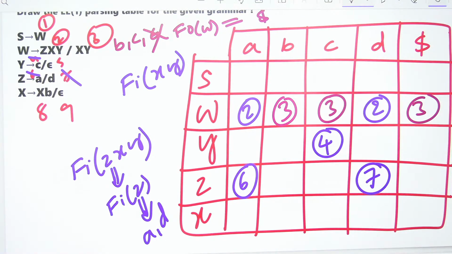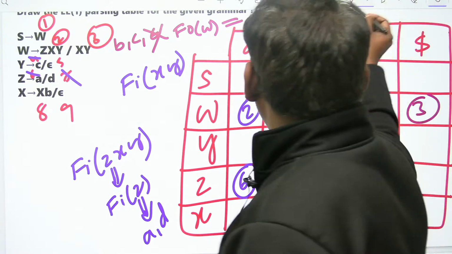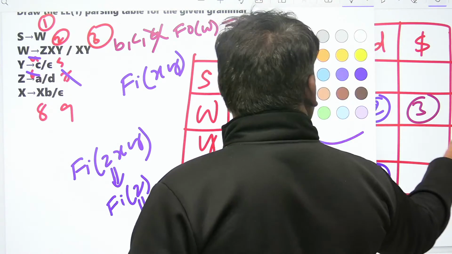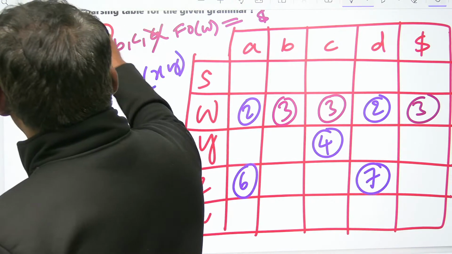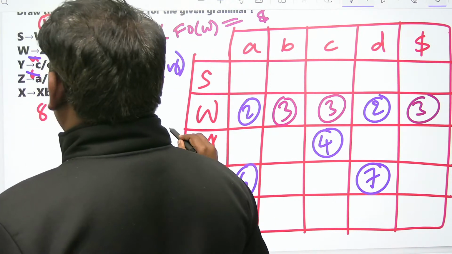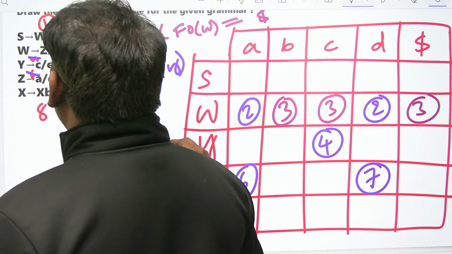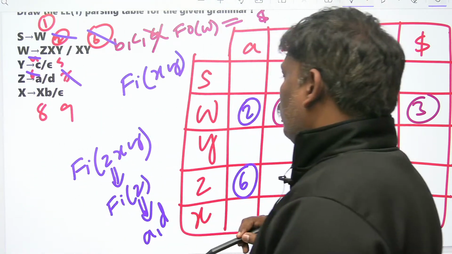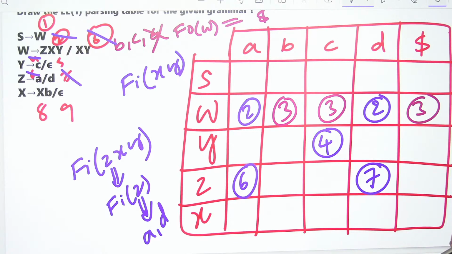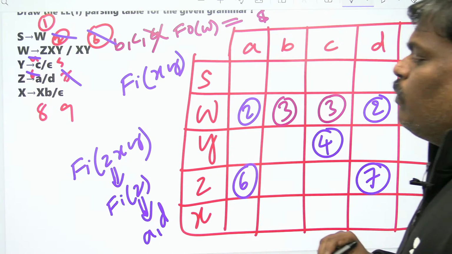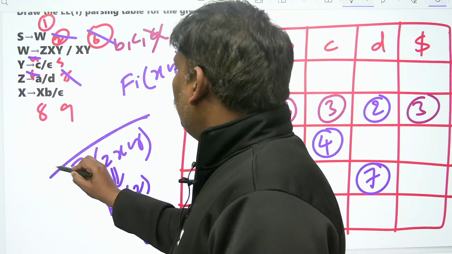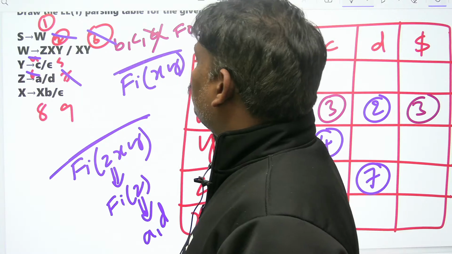So third production, that is the story. Let me write once. Second is completed, third is completed, fourth completed, sixth completed, seventh completed. Now can you help me now? Where will the first production go? Very, very tricky one. It will go to first of W. What is first of W? First of W is going to be this one, and this also.